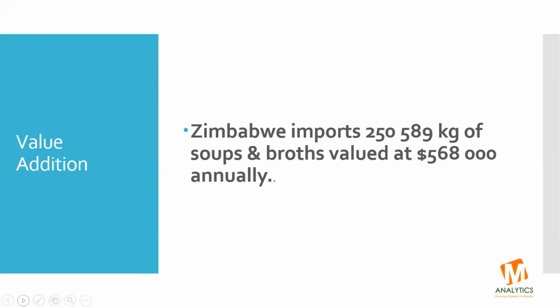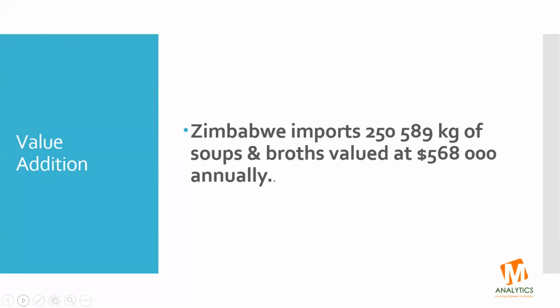If you look at the data that we have, Zimbabwe imports about 250,000 kgs of soups, and about 90% of that we are importing from South Africa. So this is a huge gap that we can fill in as farmers. I think we can then process our tomatoes into products that we are actually importing from South Africa, which is cheaper than actually importing these products. If we can value add our tomatoes into soups, into purees, into other products that can be made from tomatoes.